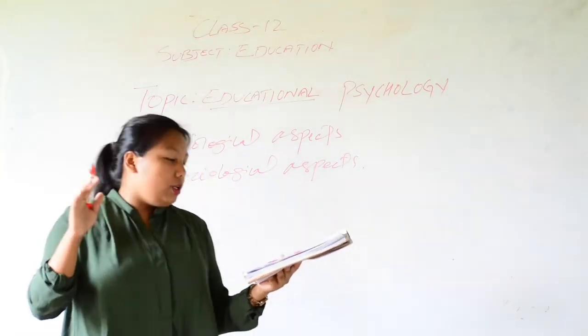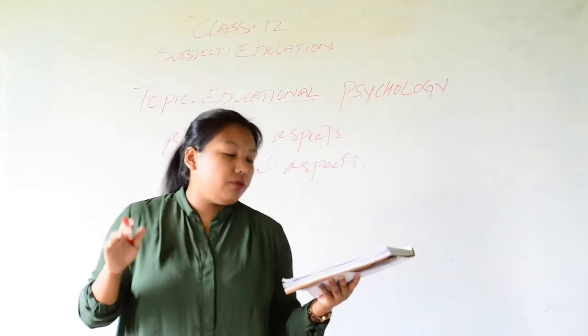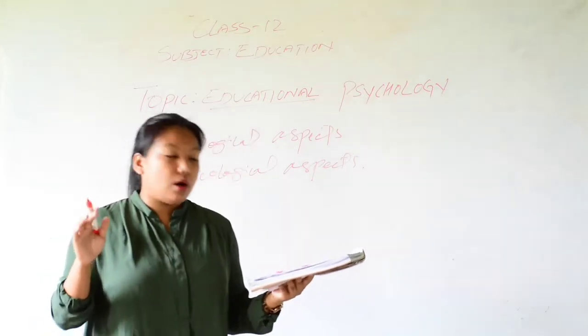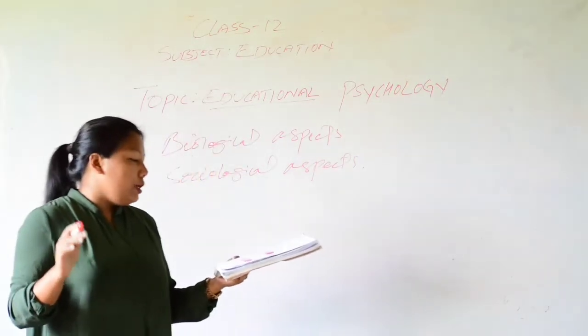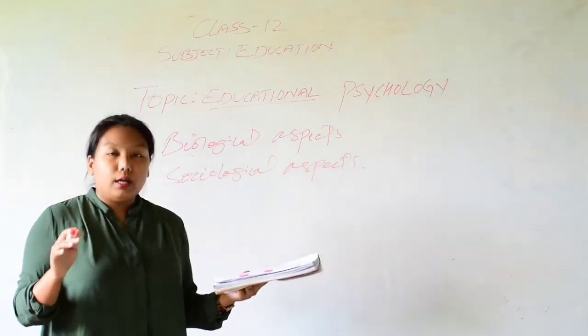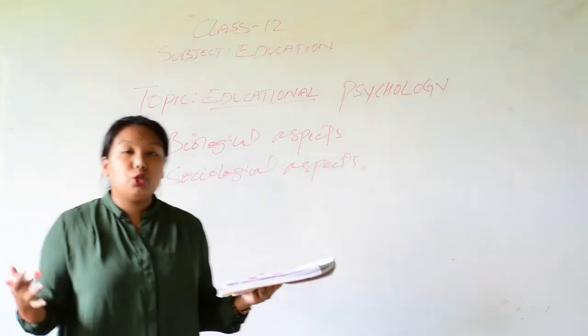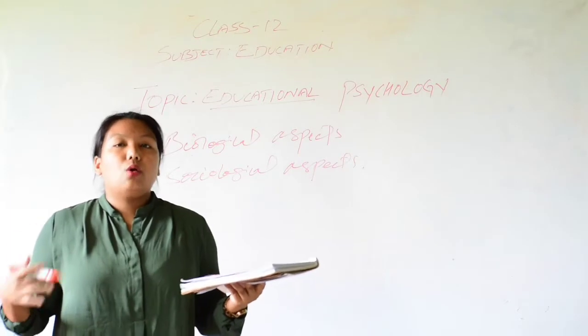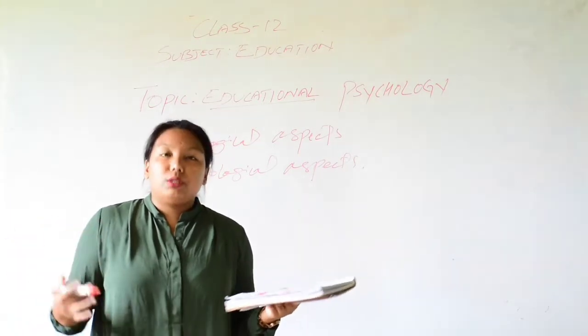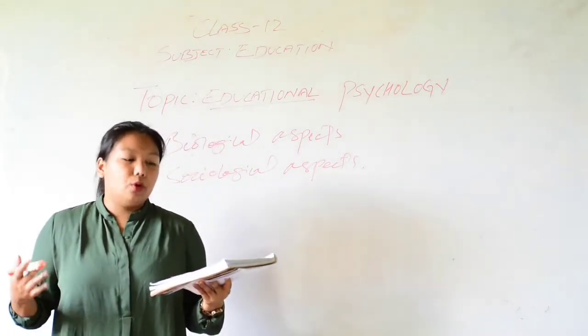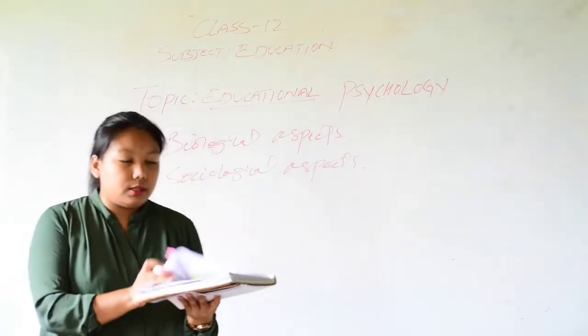The Education Commission of 1964 to 1966 has rightly pointed out that the destiny of India is now being shaped in her classrooms, which means the destiny, the future of the Indian society or the individual is being shaped and molded in her classrooms. Okay, now we will look at some of the definitions.